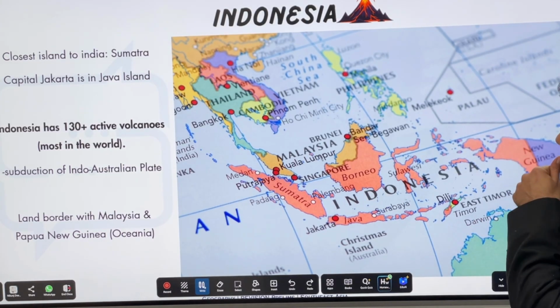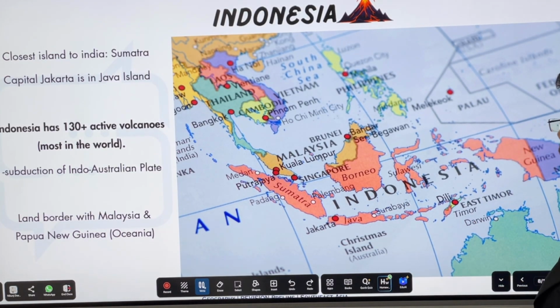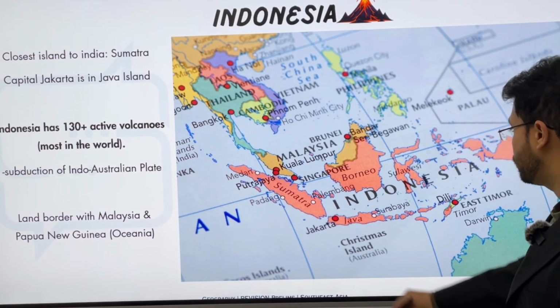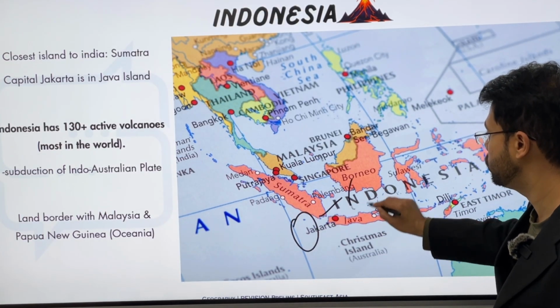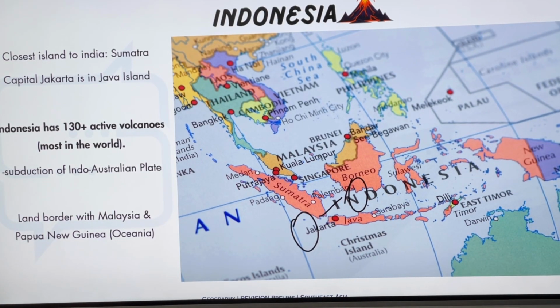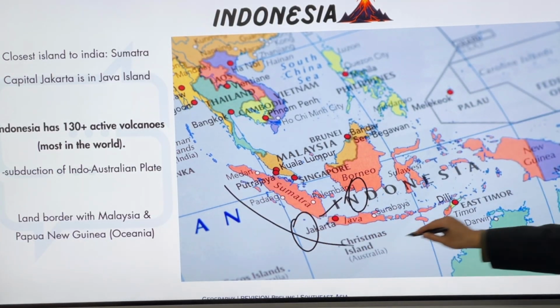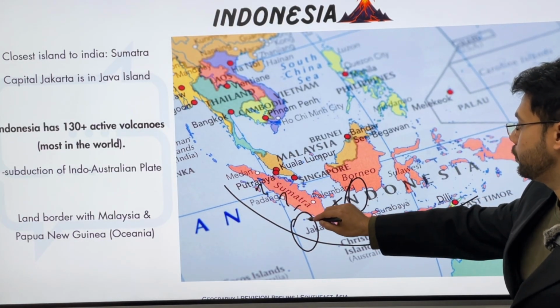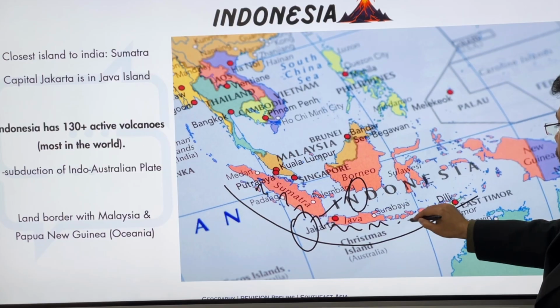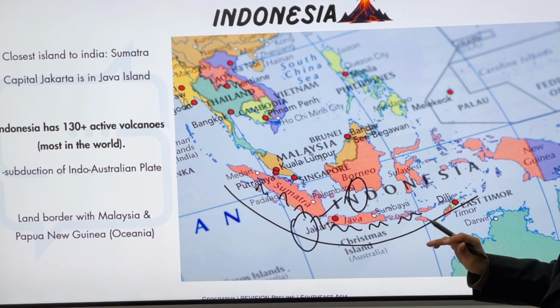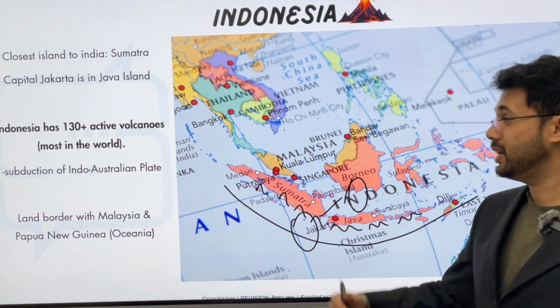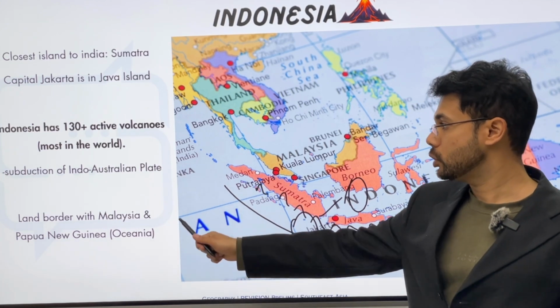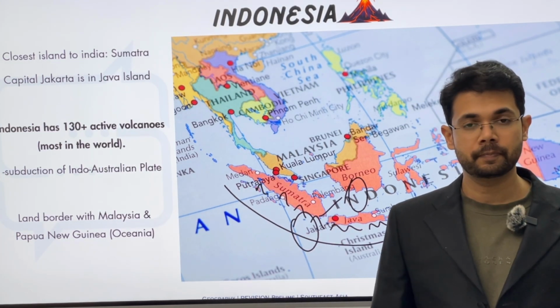So Indonesia. When we see Indonesia, what do we see? We actually see ocean collision. And as discussed earlier, what does ocean collision form? It forms island arcs. It forms a lot of volcanoes. If you look at the volcanic map of Indonesia, it will be full of volcanoes, more than 130 active volcanoes, mostly because of the subduction of the Indo-Australian plate.